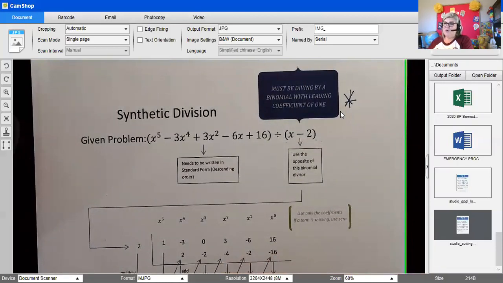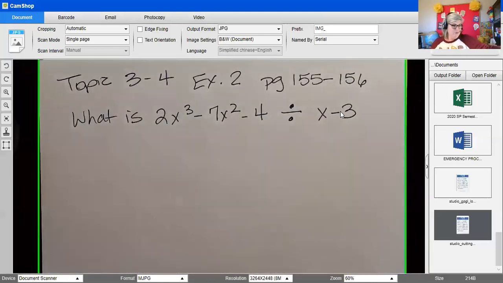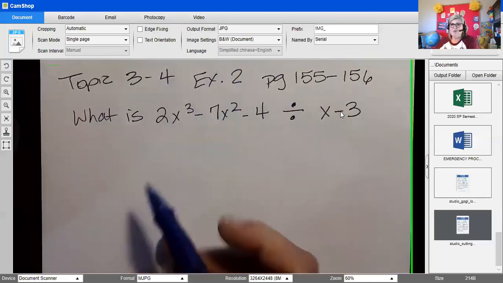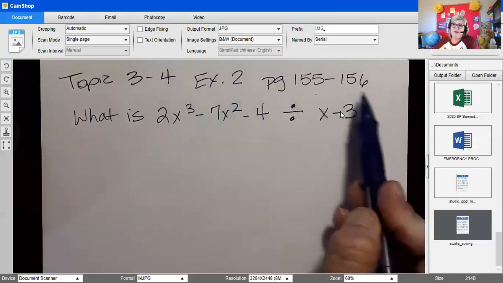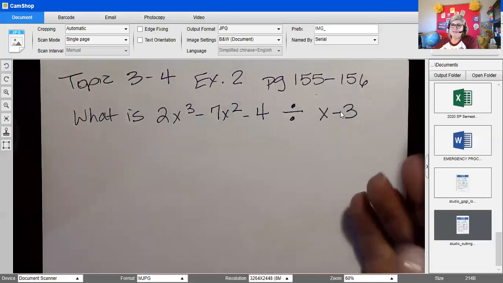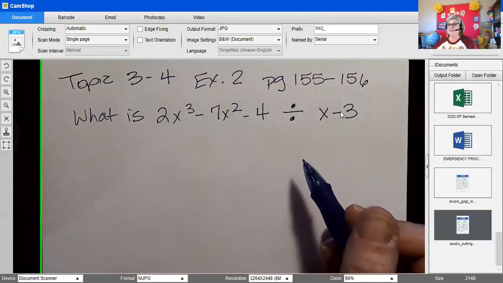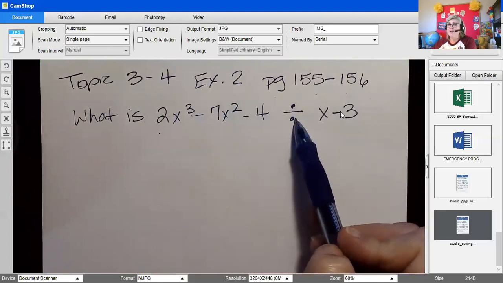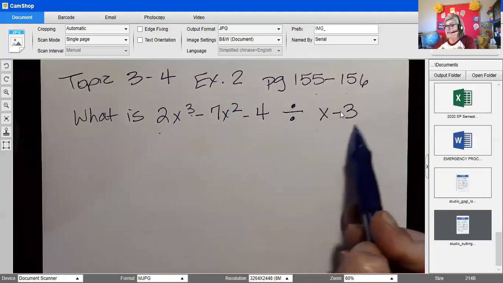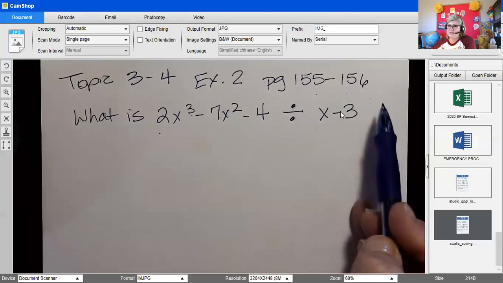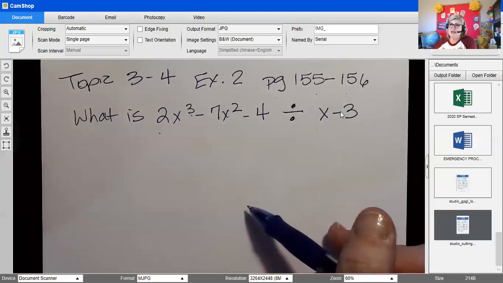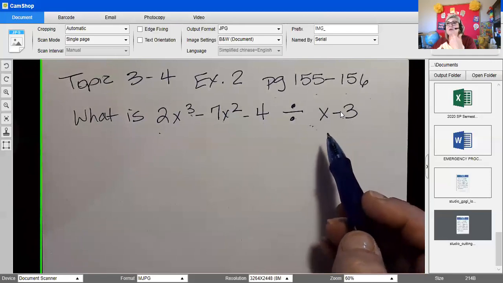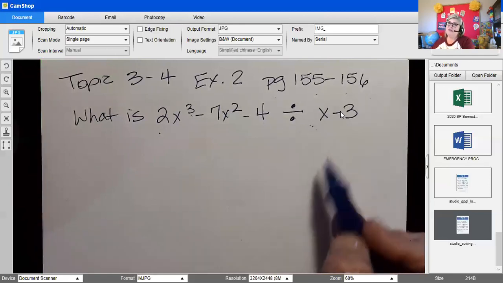Now I'm going to talk you through doing the actual example that we have in our text. So in our text, topic 3-4 still, example 2, it can be found on page 155 or 156. It continues on to 156. And they're asking us what is 2x cubed minus 7x minus 4 divided by x minus 3. So does this divisor, is it a binomial? Yes. Does it have a leading coefficient? That's that 1 in front of the x of 1. Yes. So good. We can use synthetic division.